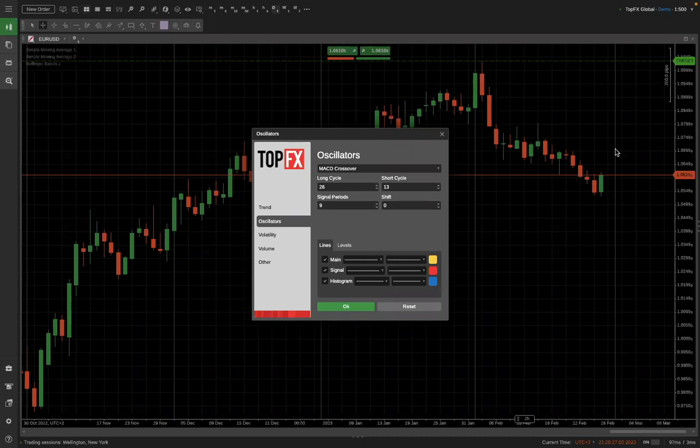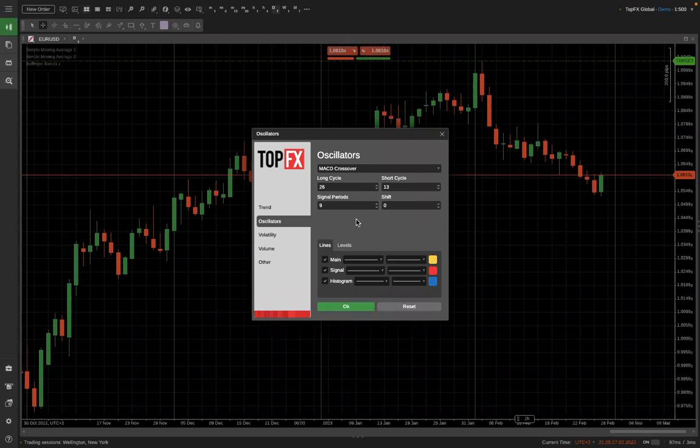MACD is arrived at by deducting the exponential moving average of the long term from the short term EMA. So this is basically everything about moving averages. For those of you who don't know what the exponential moving average is, let me quickly give you an explanation. Exponential moving average, or EMA, is a kind of moving average where the current data gets larger importance. The newest data gets larger importance than the older ones.